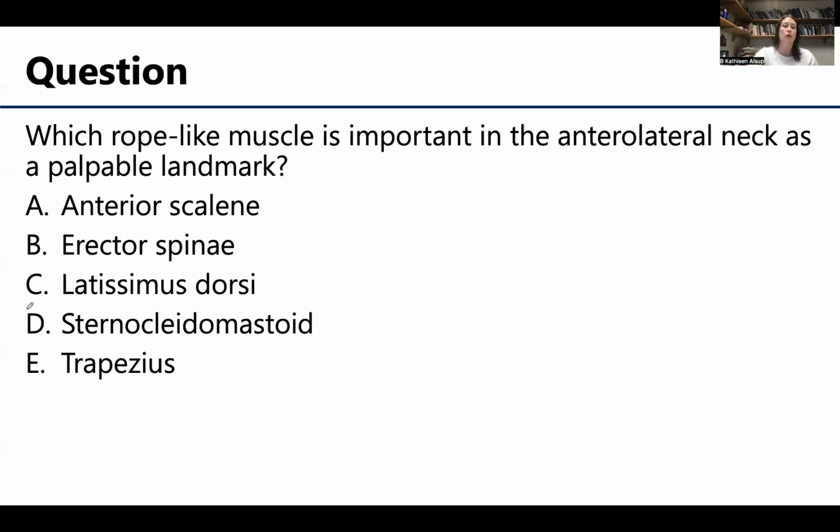If not, go back and review how the sternocleidomastoid, which is this rope-like muscle right here on either side, is going to be an important anterolateral landmark. You can palpate it. You can get an idea of what's going to be more medial, what's going to be more lateral. Anterior scalene we didn't talk about as much. It is in the neck, deep neck, but not correct. Erector spinae, that's going to be deep back. And then lat and trapezius we didn't talk about either, but these are both superficial back muscles, and we'll discuss that a little bit later with the upper limb.